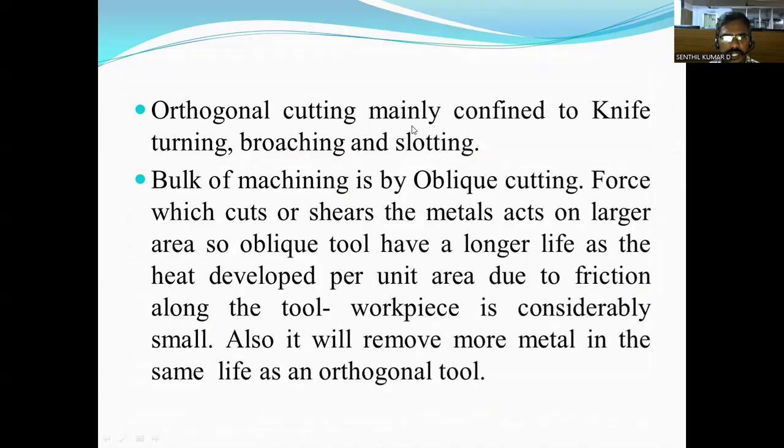Orthogonal cutting is mainly confined to knife turning, broaching, and slotting. Bulk of machining is done by oblique cutting. The force which cuts or shears the metal acts on a larger area. So the oblique tool has a longer life, as the heat developed per unit area due to friction along the tool-workpiece interface is considerably small. Also, it will remove more metal in the same life as an orthogonal tool.